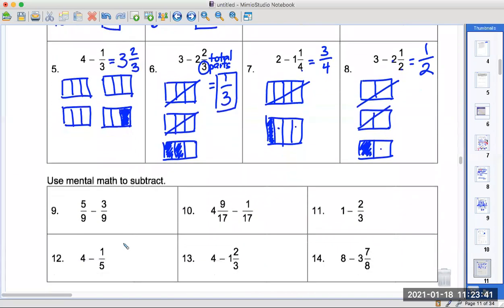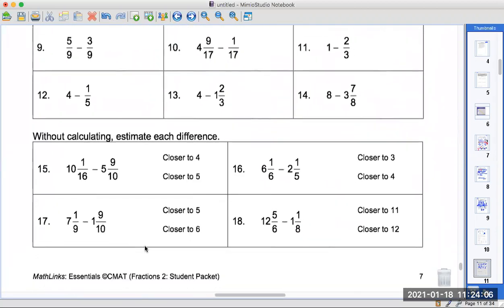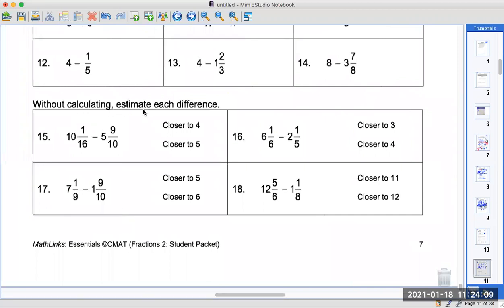Pretty soon we won't need that anymore. And here we go, mental math. And that's homework, by the way. Right here, try that yourself. And down here, without calculating, estimate each difference. Is it closer to 4 or closer to 5? This is also homework. Try it. It's okay. You only have 2 choices.